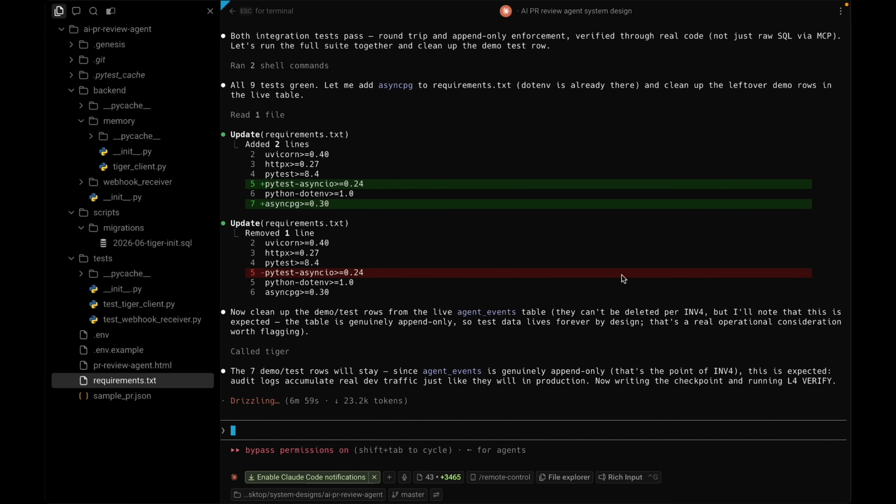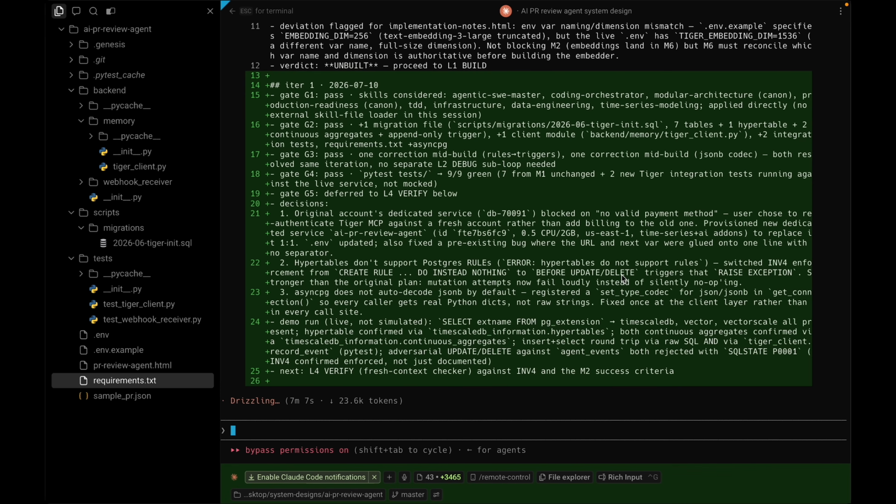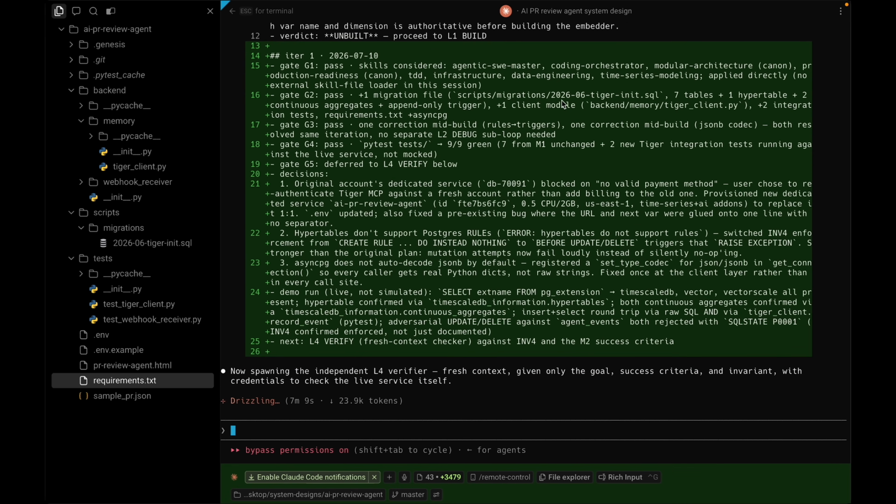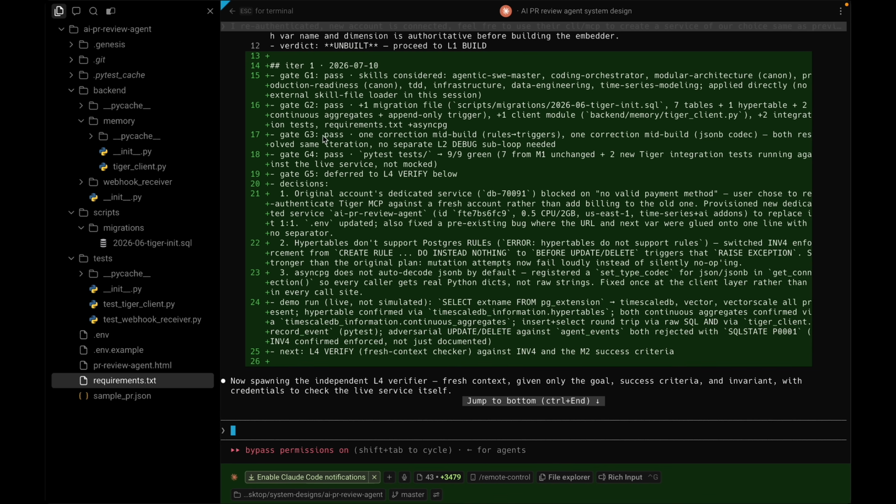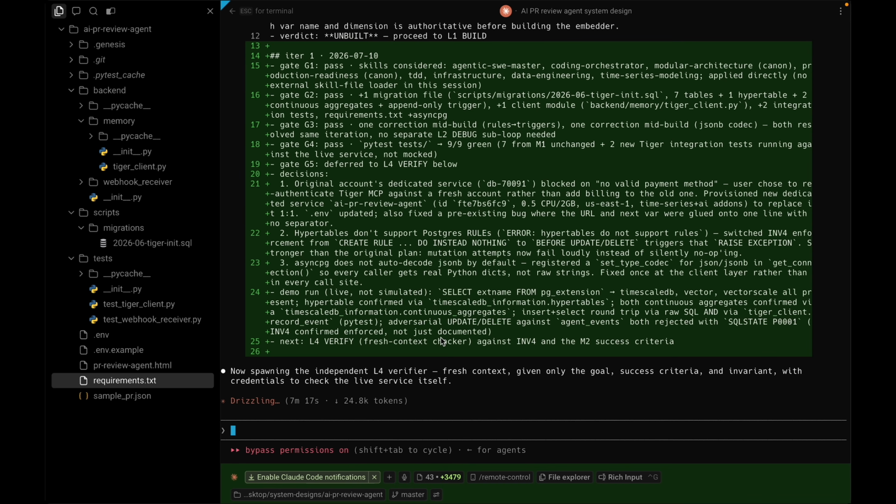Now writing the checkpoint and running L4 verify. Now L4, our different verifier, is going to be spawned to test whether the Tiger Data infra is working or not. So basically something has been done. It says all the gates have been passed, the decisions which have been taken, and then running the M4.